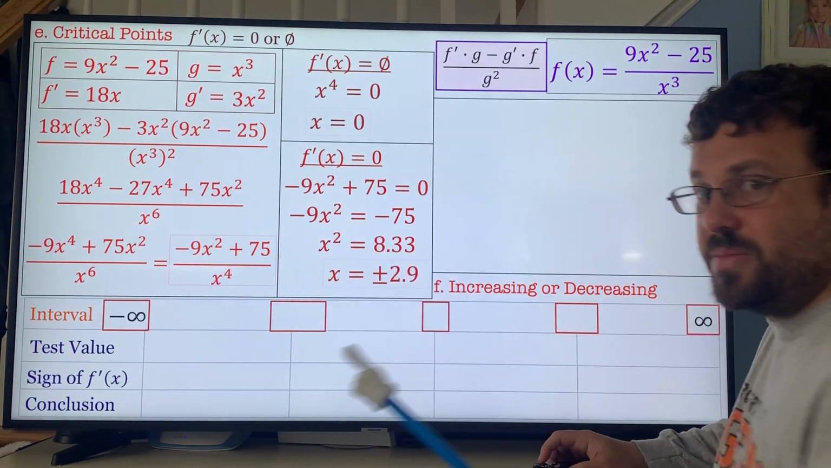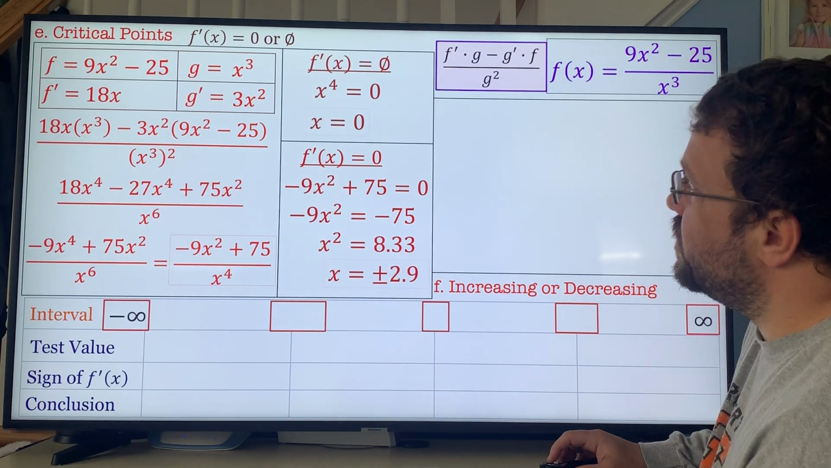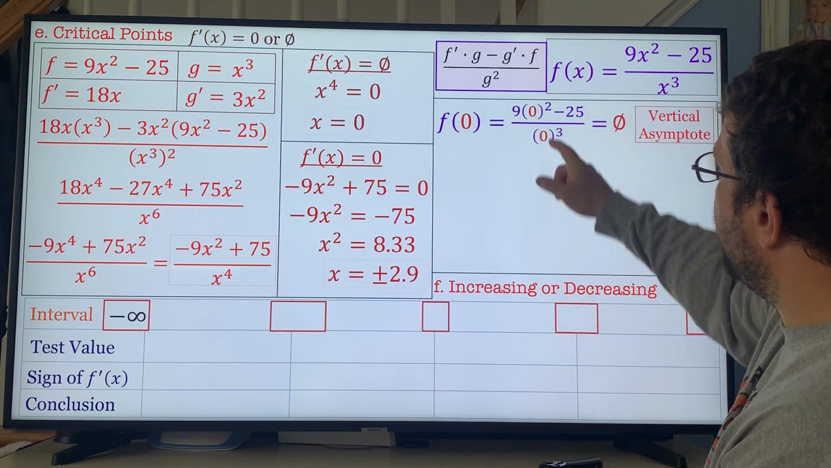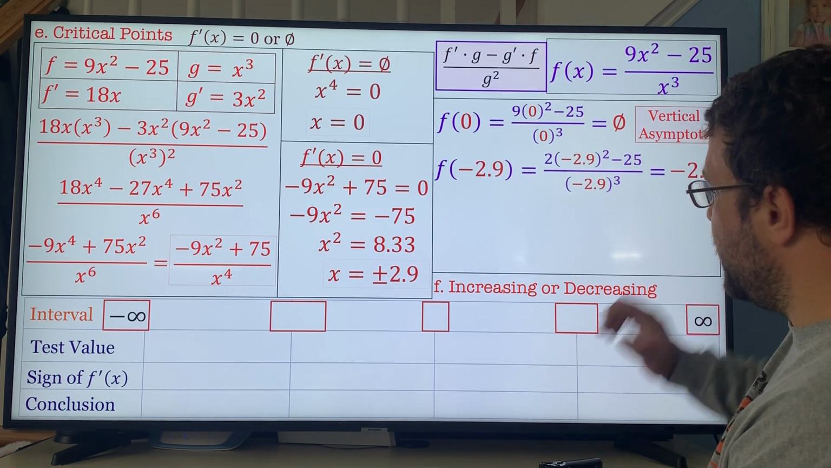But I knew it was going to be on this bottom anyway, so it didn't matter. So I have 3, 0, plus or minus 0.29. I'm going to plug them all into this equation. When I plug 0 in, it's undefined, because it's a vertical asymptote. When I plug negative 0.29 in, I get negative 0.21.